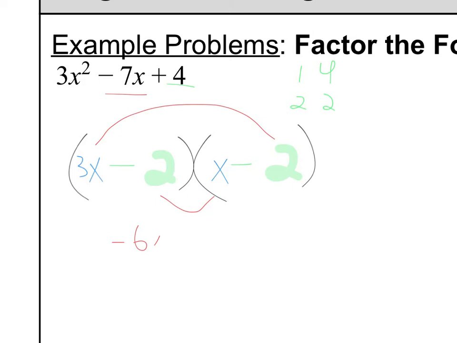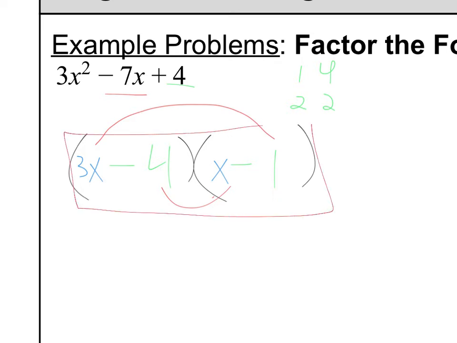All right, let me erase here. So we know it's not going to be 2 and 2. Let's try 1 and 4 or maybe 4 and 1. Well, if I did 1 here and a 4 here, 3x times 4 might be a little bit too big. That's going to be 12x, so I probably don't want to put a 4 here. I'll put the 4 here and see what happens. So if I put a 4 here and a 1 here, I'd have negative 3x, negative 4x, negative 3, negative 4. Boom, that's negative 7. So we are good to go. 3x minus 4 times x minus 1 is our answer.